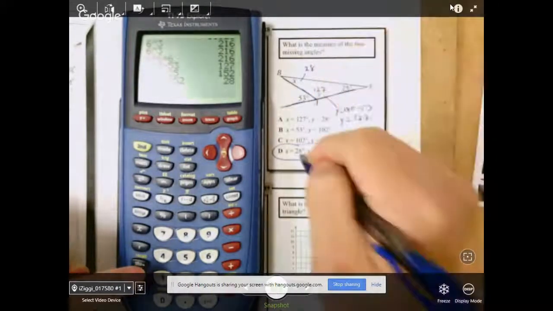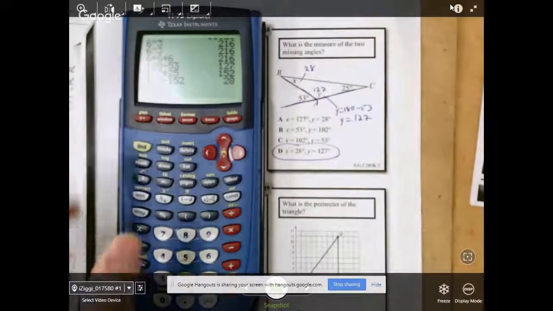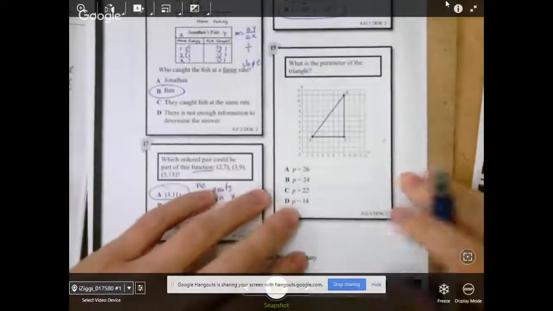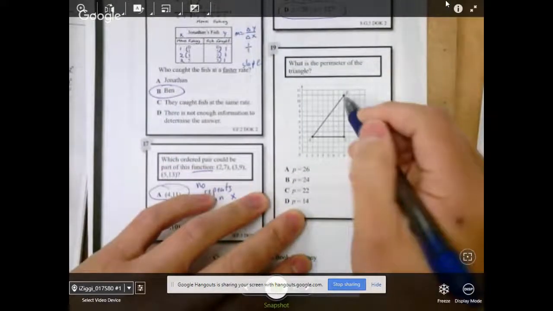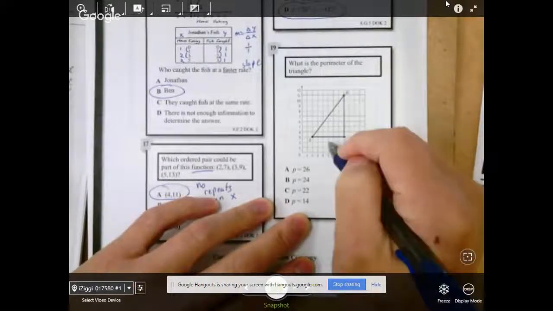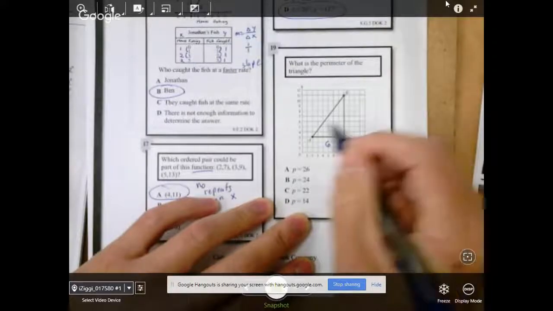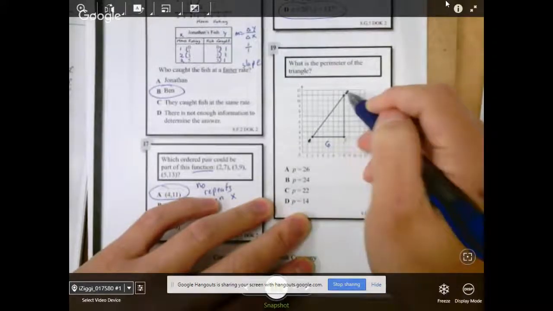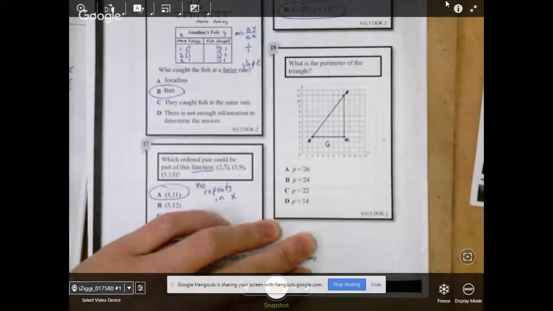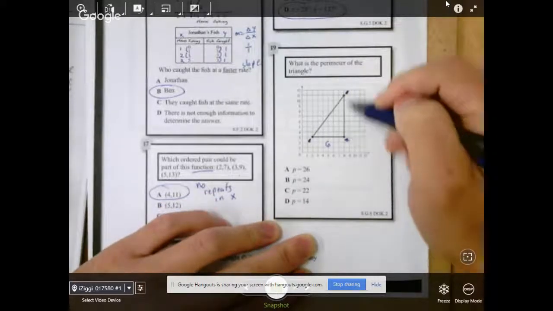All right, so for number 19, what is the perimeter of the triangle? Okay, so I need to find the lengths and then add them up. So 1, 2, 3, 4, 5, 6. So this is 6. Okay, and let's go ahead and ignore this A, B, and C here, because the naming of the triangle doesn't matter to us right now. And then this side is 1, 2, 3, 4, 5, 6, 7, 8. That's 8. Hey, I have a right triangle here.